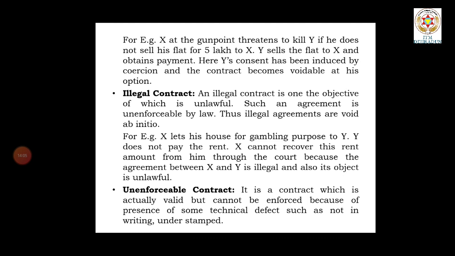Next is illegal contract. Illegal contract means which is unlawful.